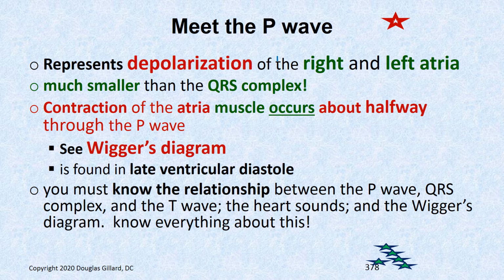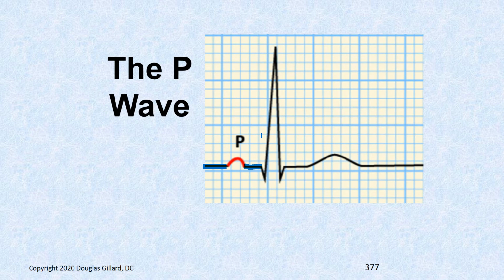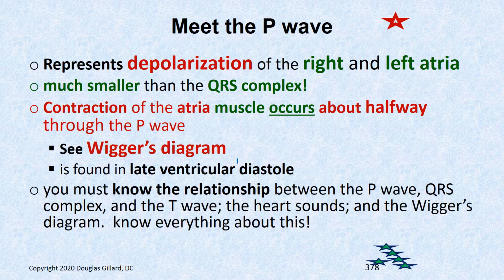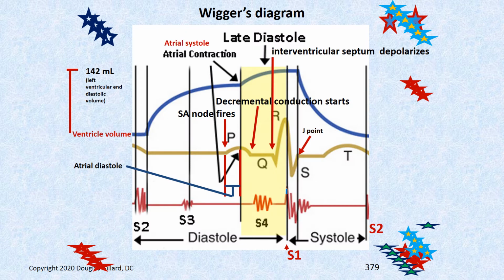And we talked about the Wiggers diagram last time, where the physical contraction of the atria doesn't happen until about right here. So that first part is silent. No muscle is moving or twitching yet. The wave is just starting to spread. So there's a little delay. And we talked about the Wiggers diagram.